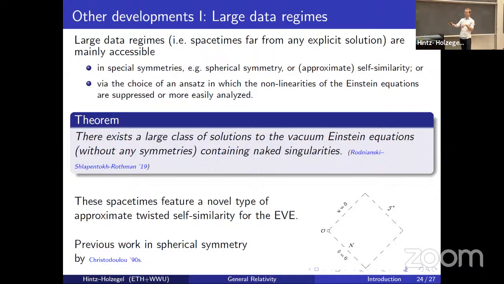So perhaps some term is large in some direction where the metric oscillates wildly, but they're paired in the nonlinearity with components of the metric where the metric is very regular or doesn't oscillate. As a sample here, there's a theorem by Rodnianski and Shlapentokh-Rothman that establishes the existence of a large class of large data, so far from explicit solutions, solutions of the Einstein vacuum equations that contain naked singularities. That means singularities that are visible to any arbitrarily far away observer. Previous work on naked singularities and their stability and instability properties was done in spherical symmetry for a toy model by Christodoulou in the 90s.